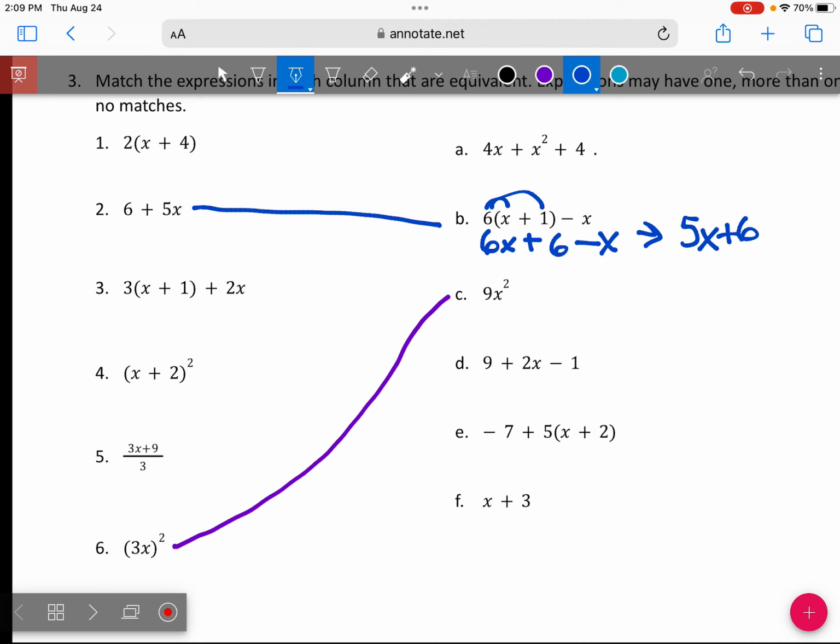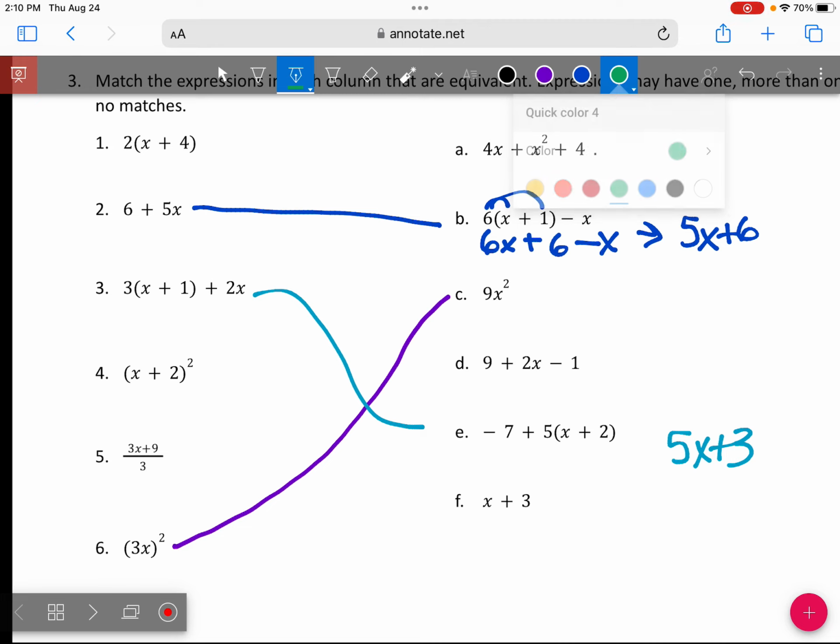So they may need simplification. Like number 3 on the first one, in the first column, needs simplification. Same thing with 1. And 4. And 5. 3 to E. Absolutely. I'm with you. 3 goes to E. We simplified them both down and we get 5x plus 3. I said 5 to F. 5 to F. You are correct.